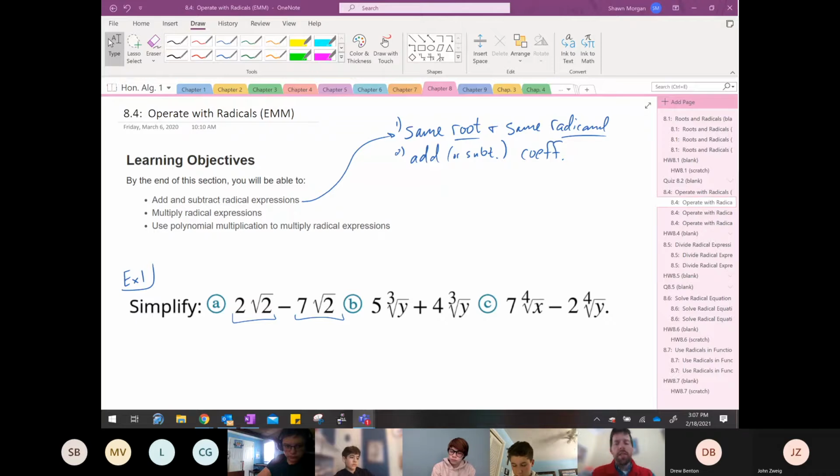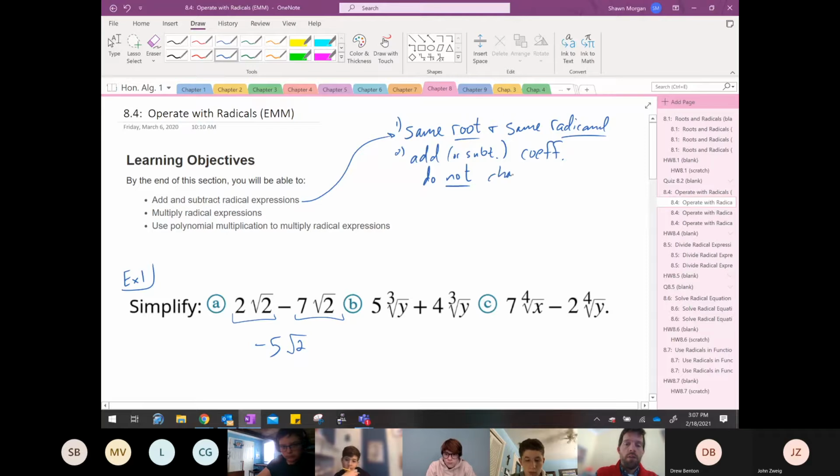Really, it's just as easy as saying what's 2x minus 7x, an example like this, right? We'd say negative 5x. Well, that's what we're going to have here. We're going to have negative 5 square root of 2. All we do is add and subtract the coefficients. We do not change the radicals, neither the roots nor the radicands. It's literally, like I said, 2x minus 7x is negative 5x. 2 radical 2 minus 7 radical 2 is negative 5 radical 2. That's how we add and subtract square roots, cube roots, what have you.